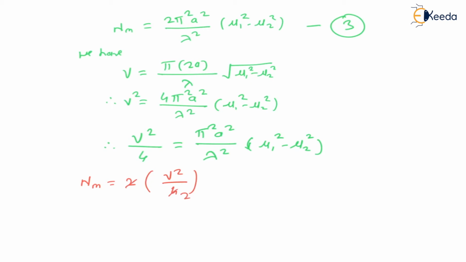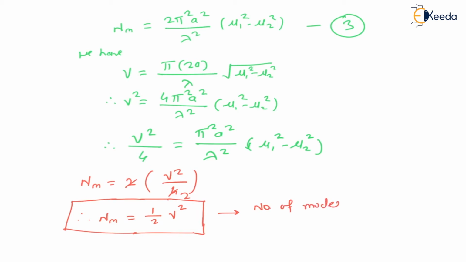So here this 2 and 4 will become 2. So the number of modes, that is Nm for step index fiber, will be 1 upon 2 into V square. This is the formula for number of modes for step index fiber. So by using this formula, we can easily find out how many modes a particular optical fiber will support, given the value of the V parameter.